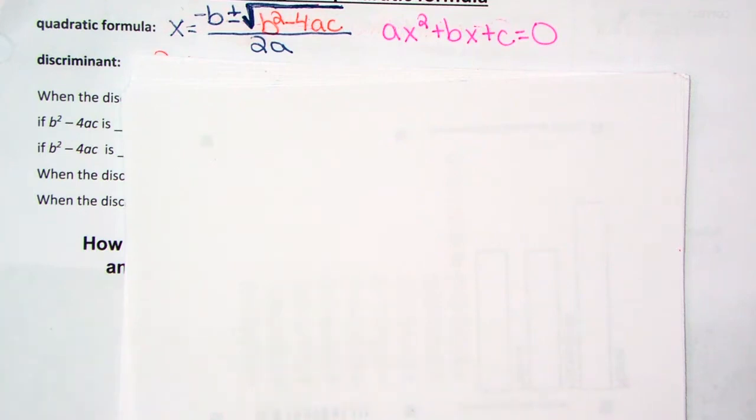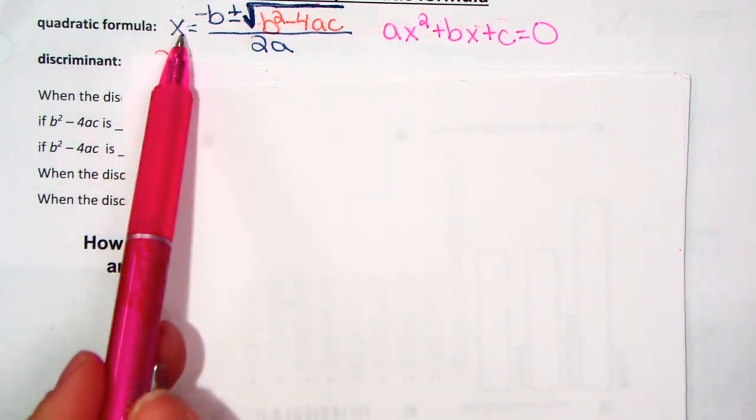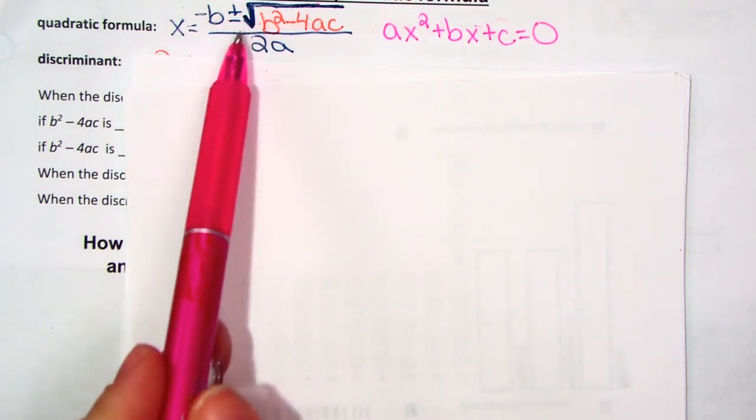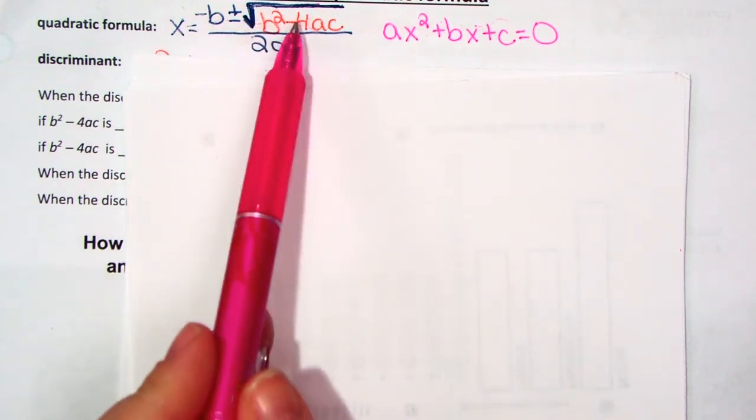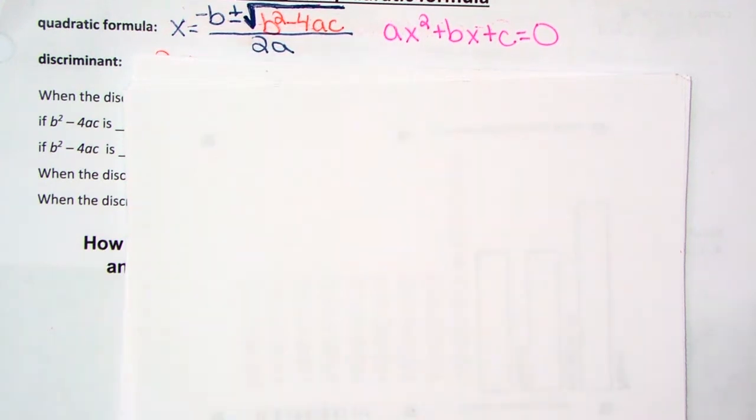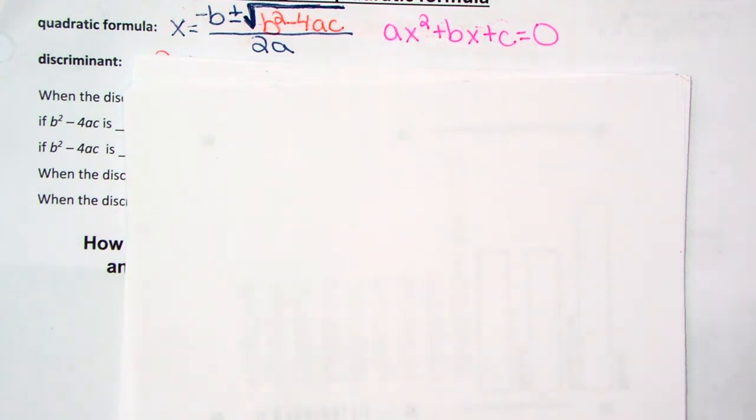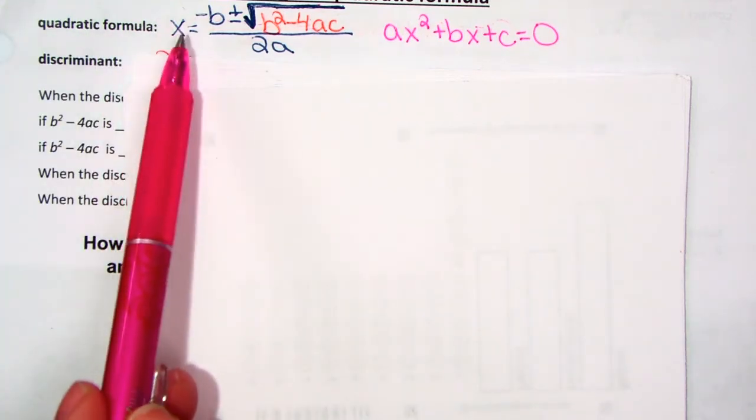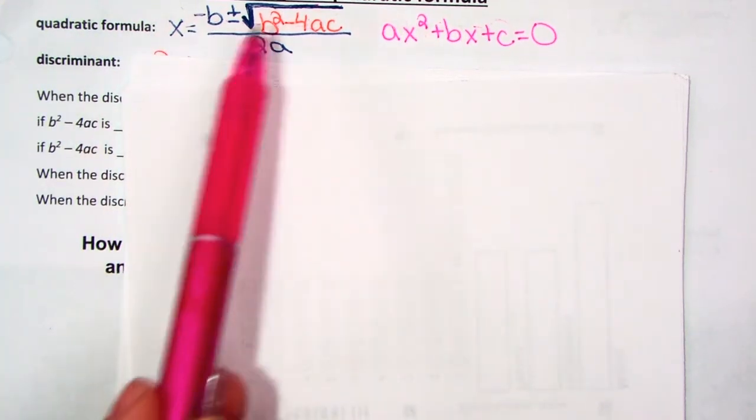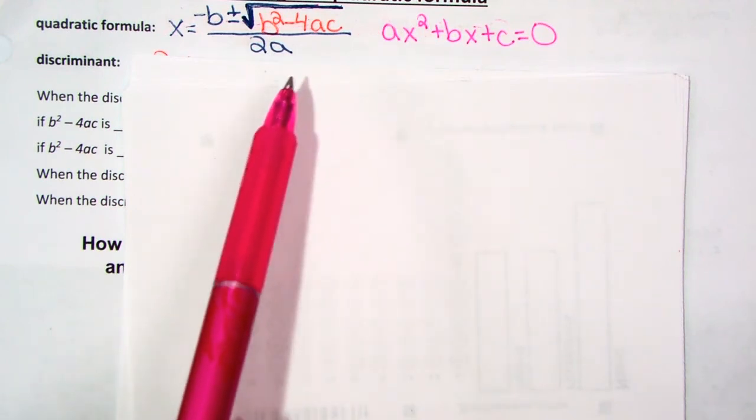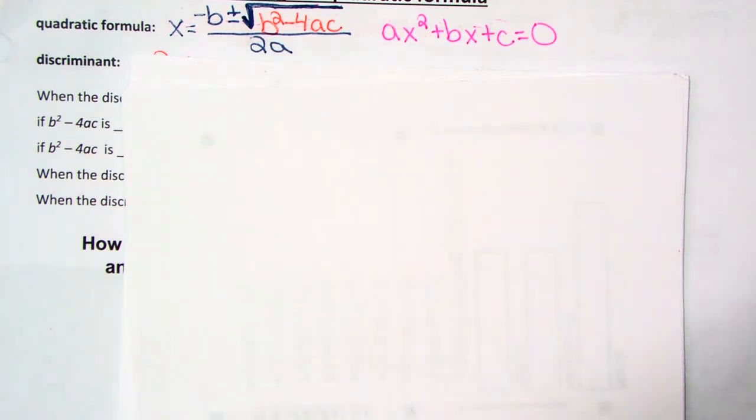So the first song is to the tune Row, Row, Row Your Boat. X equals negative b plus or minus the radical b squared minus 4ac all over 2a. Yay! And the second one that tells us this extra part here is to the tune of Pop Goes the Weasel. X equals negative b plus or minus the square root of b squared minus 4ac all over 2a. The quadratic formula comes from the equation ax squared plus bx plus c equals 0.